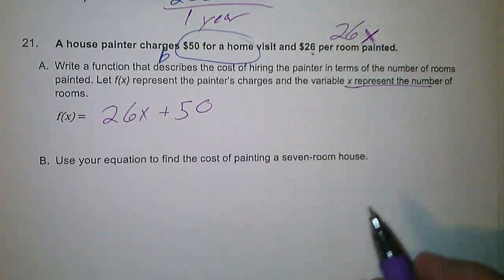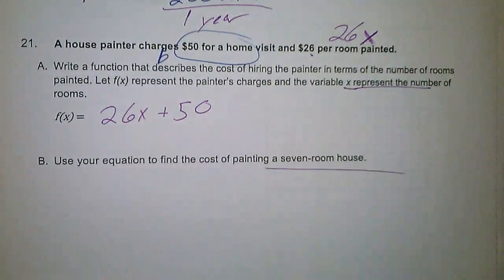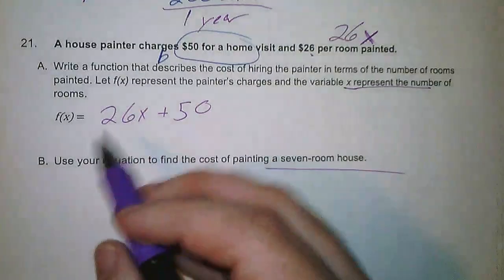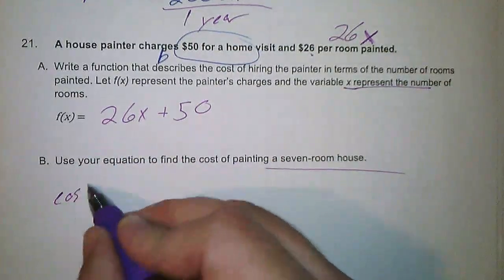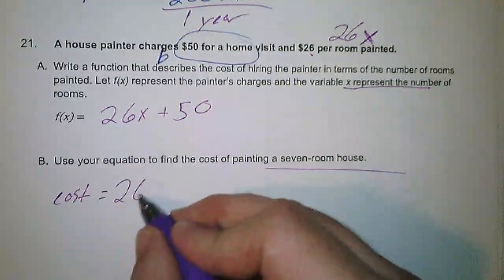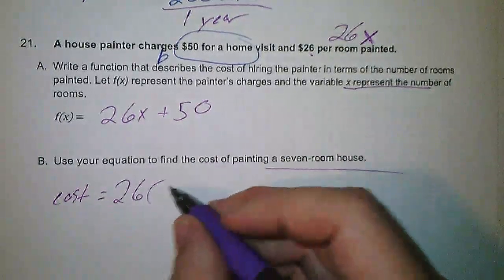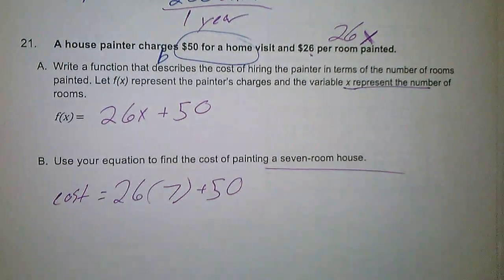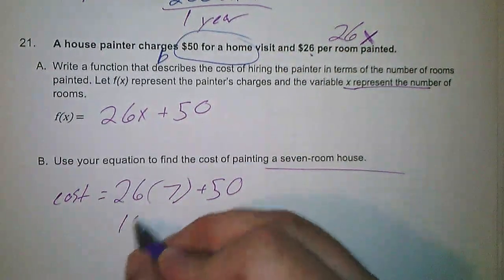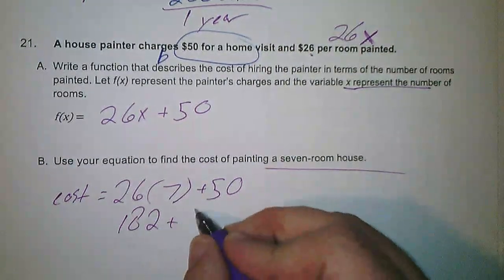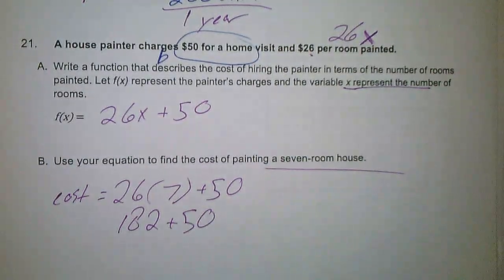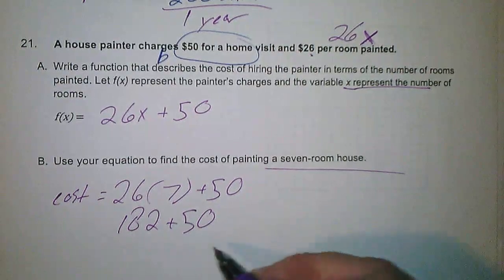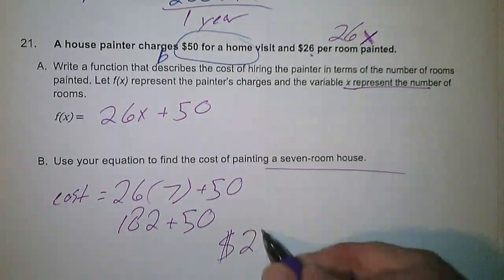And so use this equation to find the cost of a 7-room house. So f of x is cost, so cost, or f of x equals 26 times 7 plus 50. 26 times 7 is 182, plus 50 gives us a cost of $232.